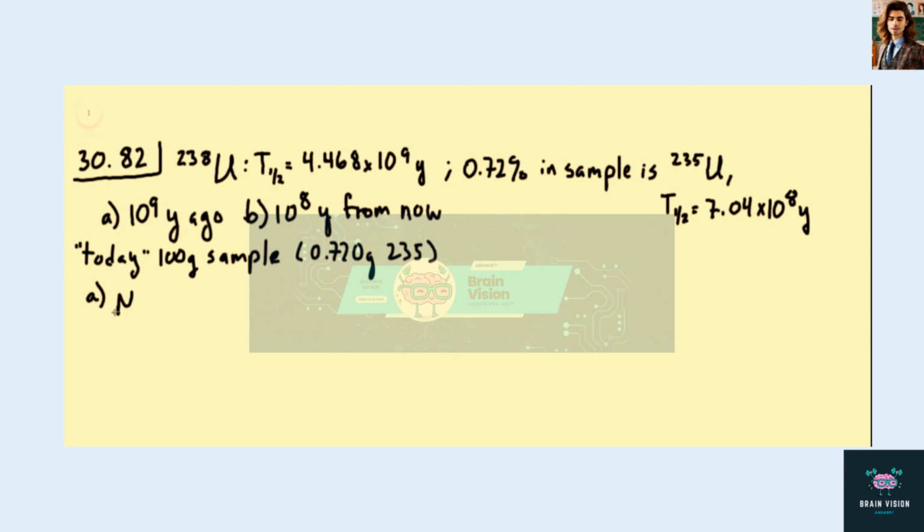We have our usual decay equation, N equals N naught e to the negative lambda t. In this case, we know what N is, because that's the value today after a billion years has elapsed. So we just want to solve this for N naught. So we just get e to the positive lambda t.